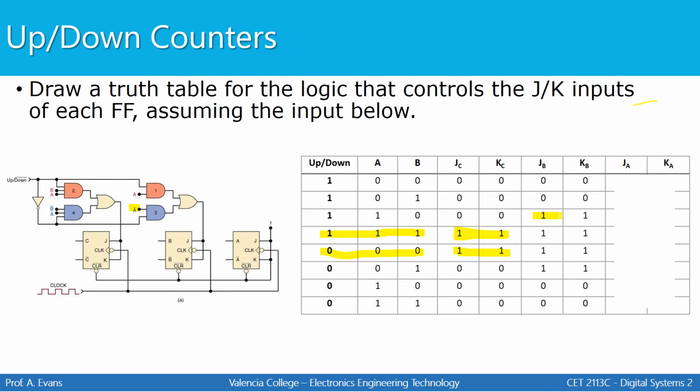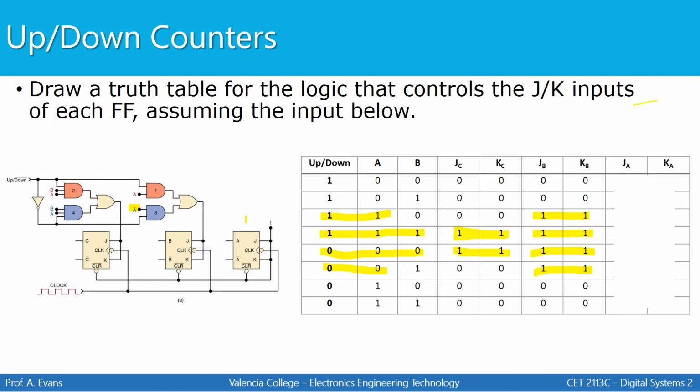So we have 4 instances where the inputs to our flip-flops will be 1. Those 4 instances will occur when up/down and A are high, which occurs in these 2 rows here, or when up/down and A are both low, which occurs in these 2 rows right here. So we have 4 instances where the input to the JK flip-flop will be 1. Otherwise, the input will be 0 because this OR gate will be providing a low to those inputs.